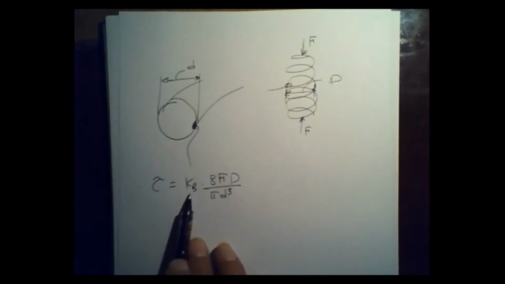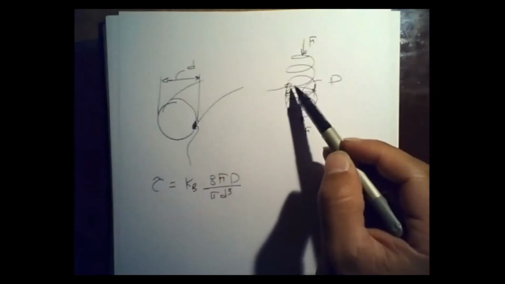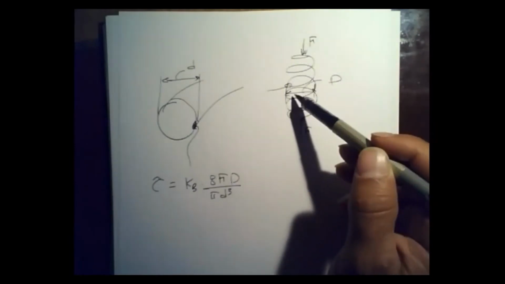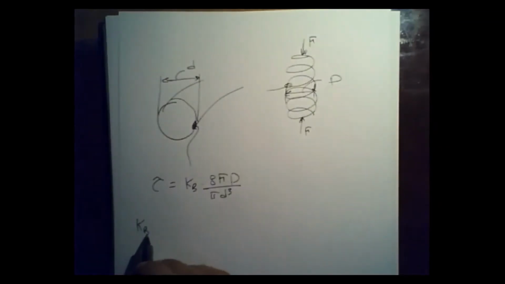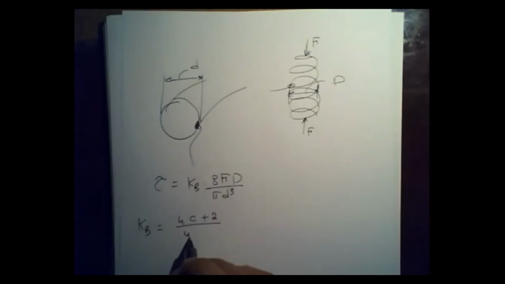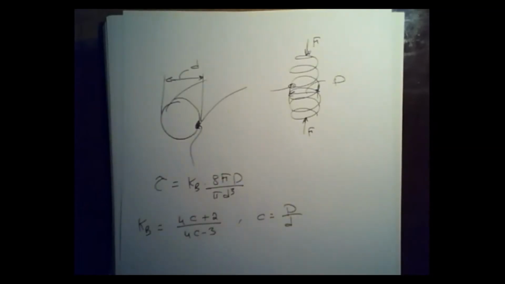KB is a factor used to take into account the helical change in curvature in the Z direction of that spring. KB is going to be equal to 4C plus 2 divided by 4C minus 3, where last time we said C is called the spring index, and it is large D over small d. Okay, so it's pretty straightforward.